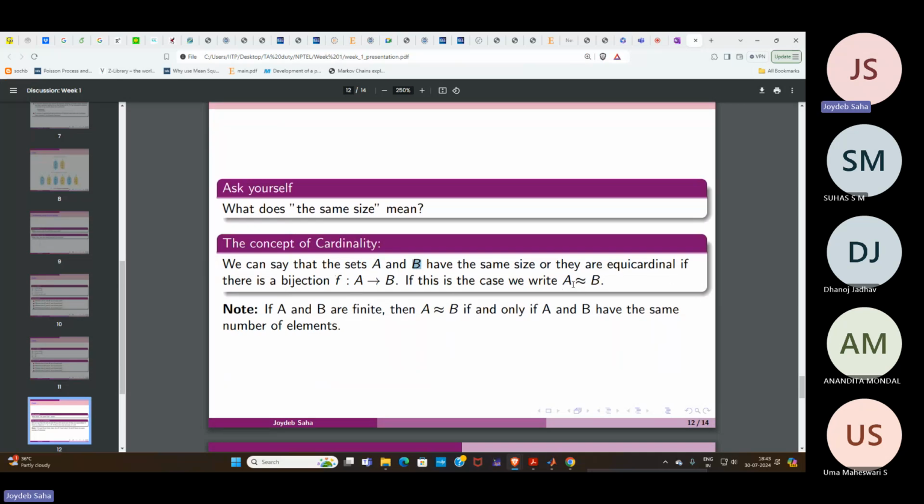We normally write it like this mathematically. There are some more symbols, some people like a different way also, like mod A is equal to mod B, like not mod, in that symbol. So if A and B are finite, then A and B are equicardinal if and only if A and B have the same number of elements.